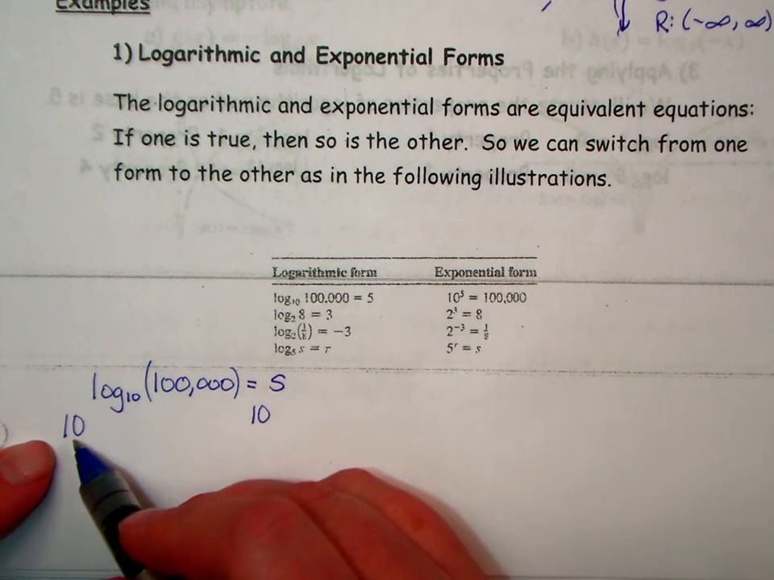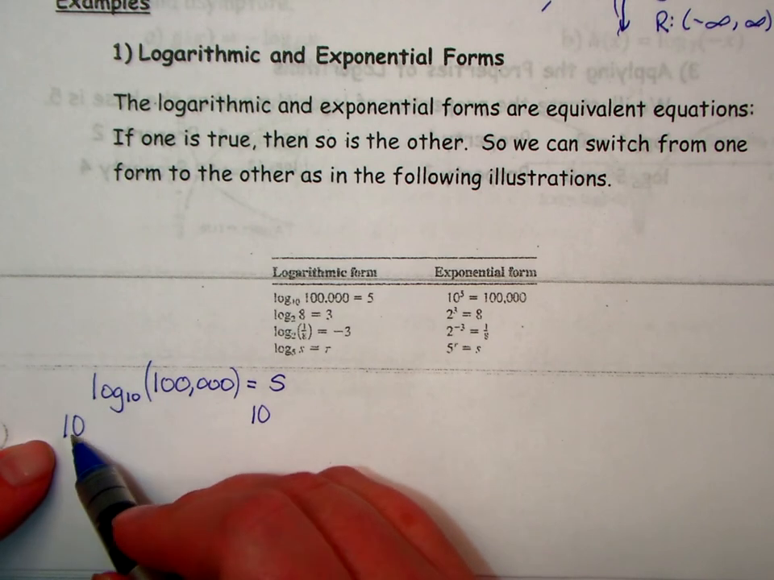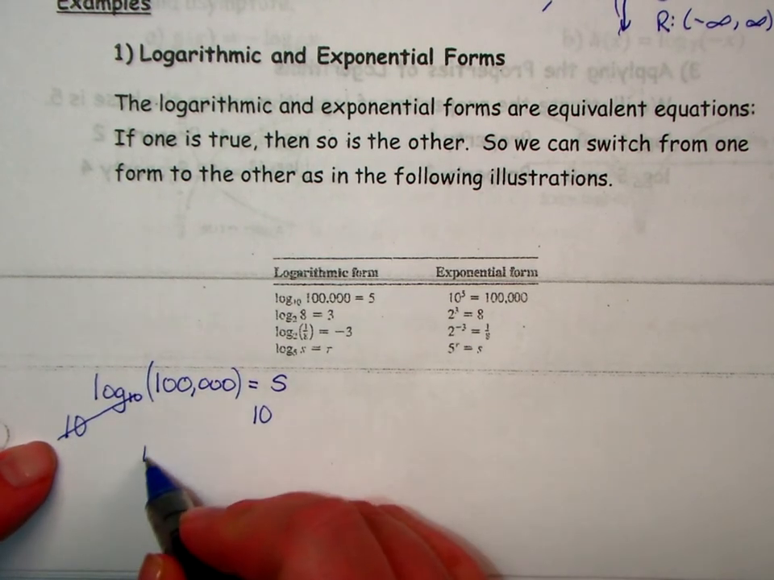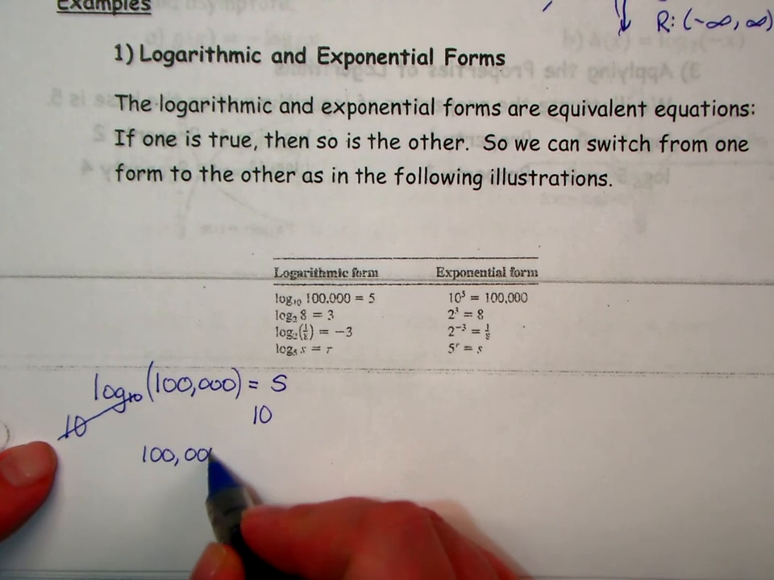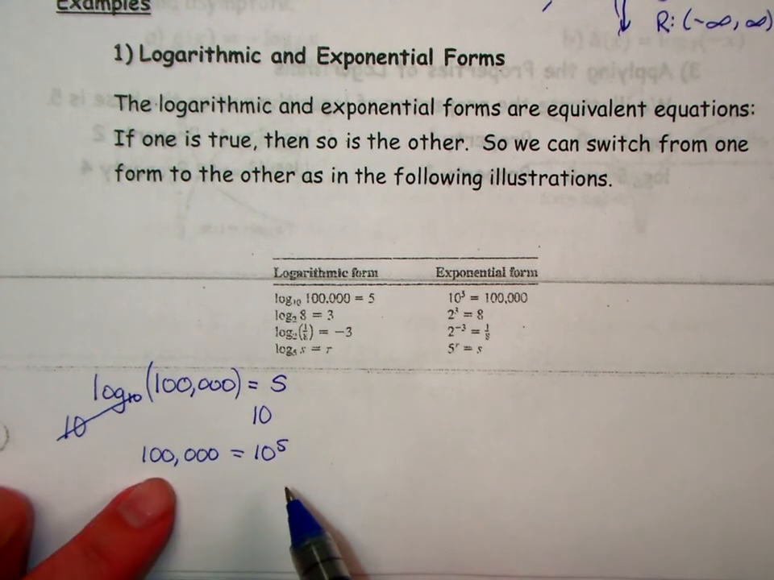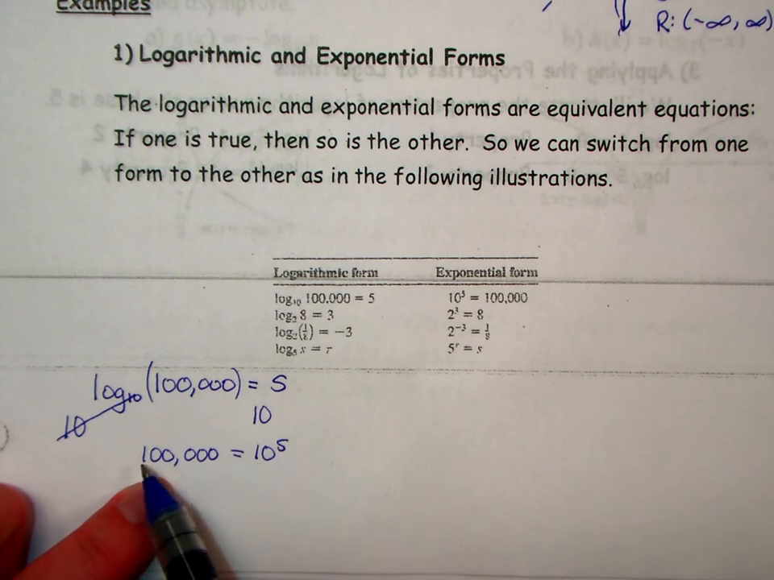Right? So the exponential base and the logarithmic base, because they're inverses, they're just going to cancel out. And we get 100,000 equals 10 to the fifth. And this is true, all right? Because the easy way to evaluate 10 to a power is you count up how many zeros. 10 to the fifth power should have 5 zeros, right?